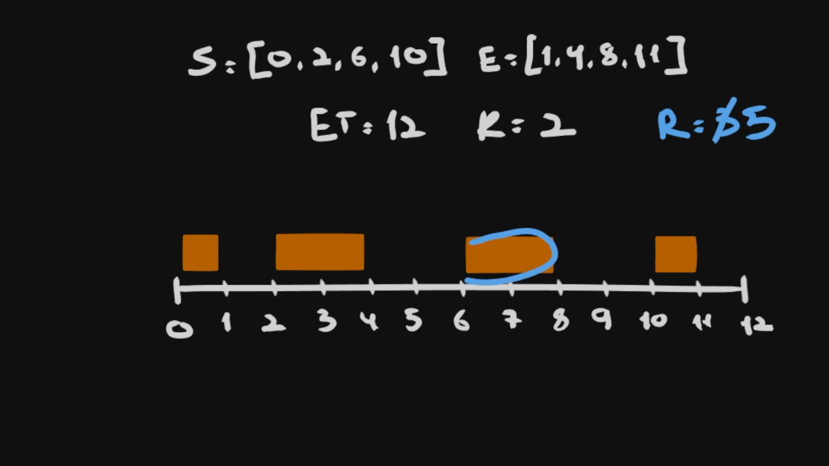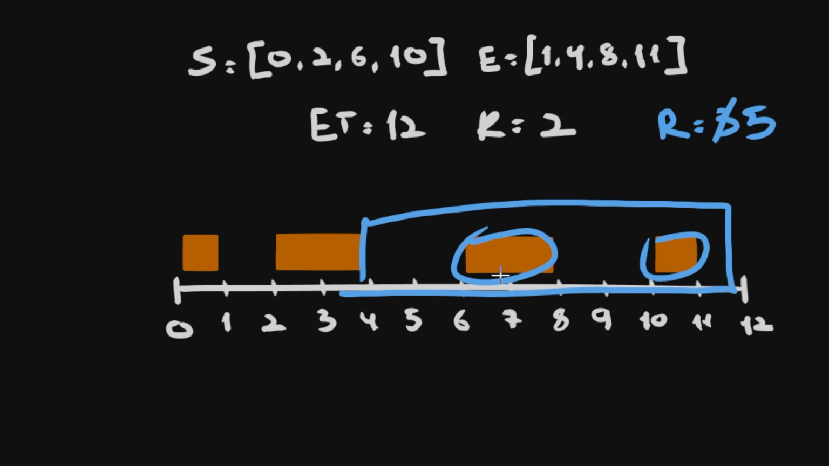Now we are checking these 2 meetings plus spaces, meaning all of this, and here we need to do 12 minus 4, this is 8, and we need to subtract 2 plus 1, meaning 3, this is 5, and 5 equals the result, so now we return 5.